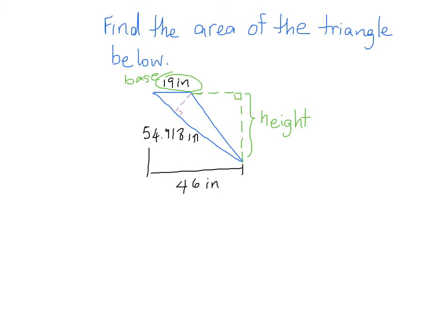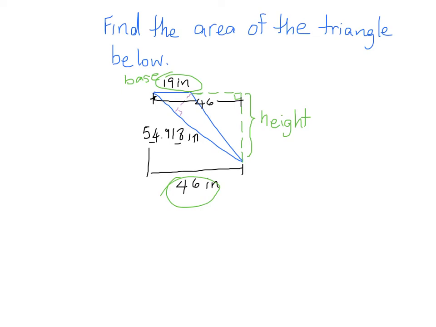Again, we don't have the measurement of the height. We do, however, have this random 46 inches right here. How does that help us? Well, you may notice that I am about to trace a right triangle, and in that right triangle I have two sides, and I can find the third side. So in my right triangle, one side is 46, which I will label in black here. The hypotenuse is 54.918, and the height is what we're looking for.